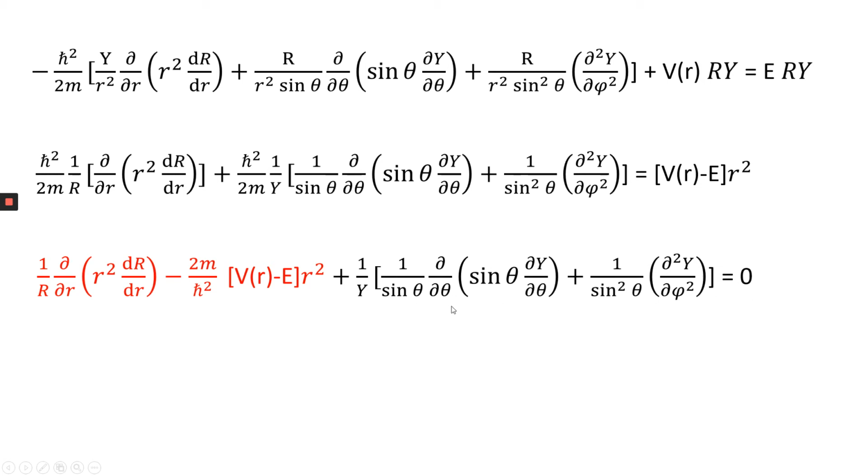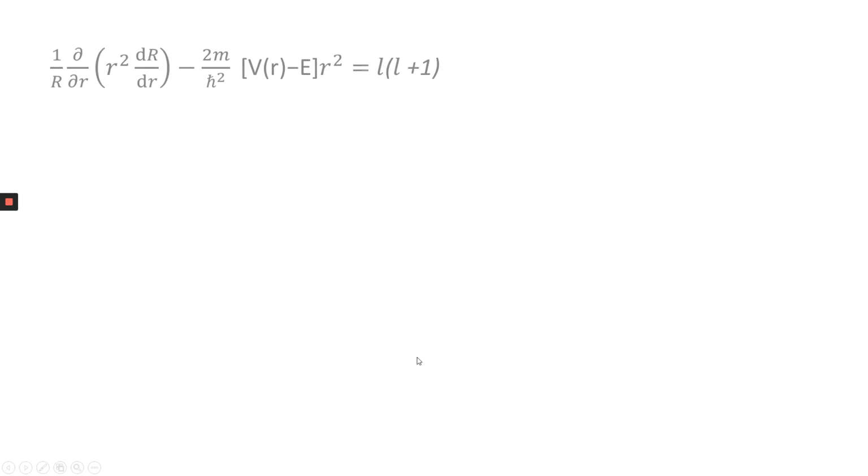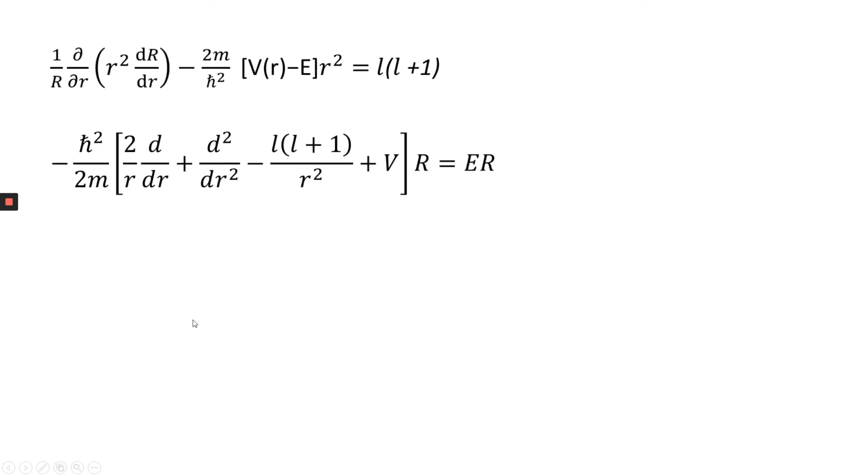Since the black block does not depend on the radial distance, the two parts have to be a constant number. And let's say this constant number for the red block is l times l plus 1. Later we'll see why we set it up this way. So to make it look more like the Schrodinger equation that we know, we extract the negative h bar squared over 2m out, and we get this.